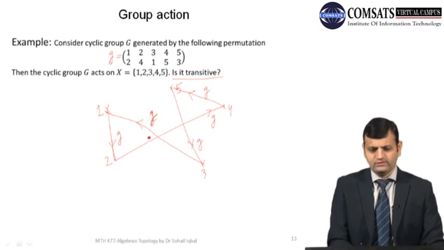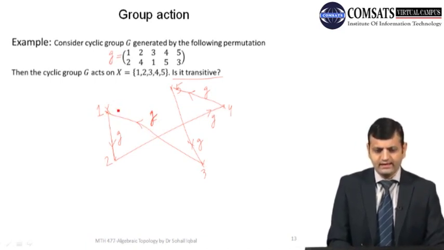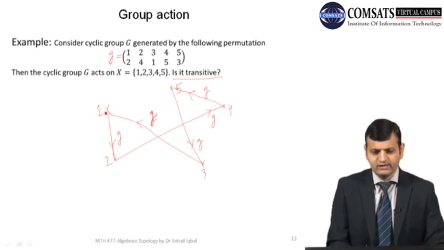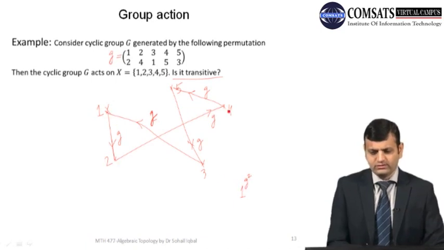Okay, so sorry, this is g. Now the question is, is there an element of the group which takes, for example, 1 to 4? Of course there is an element, so apply g and then g again. So in other words, when we apply g squared on 1, then we will get 4.